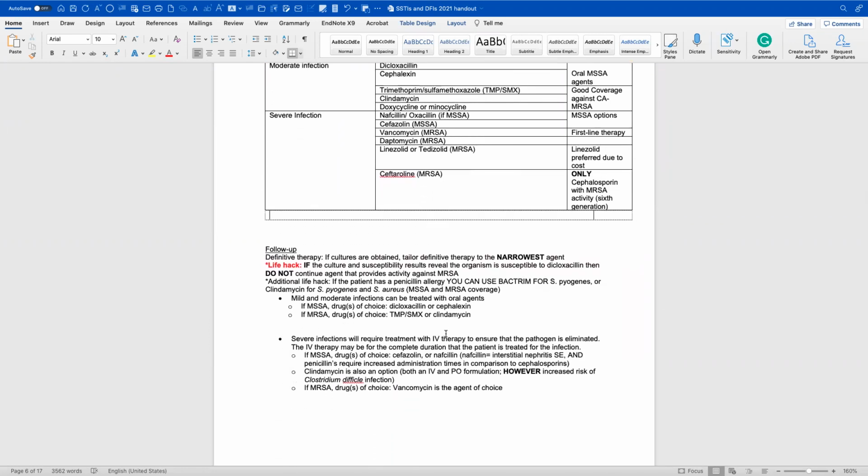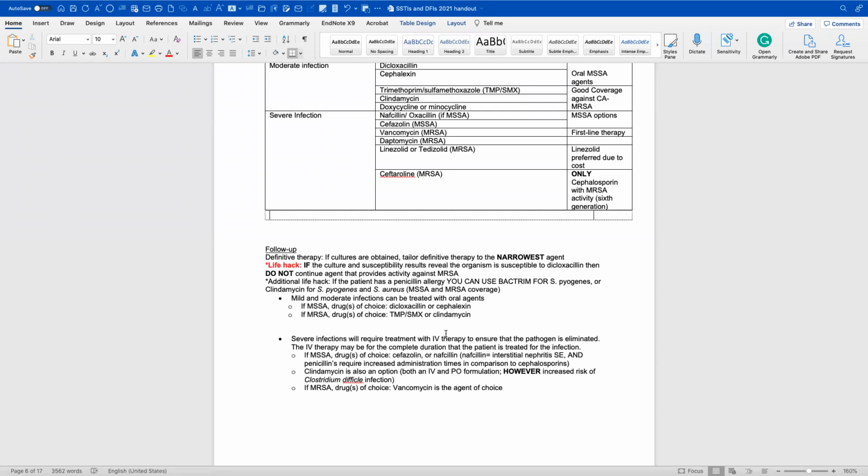So for follow-up definitive therapy, if cultures are obtained, you want to make sure that you tailor definitive therapy to be the most narrow agent. Meaning if you started with vancomycin, you get the results back, and you know that it's mecA negative, meaning that MRSA is not there, then you want to say, okay, let's scale it back. Let's go to cefazolin. Let's go to nafcillin or oxacillin. We don't need to keep this big agent on.